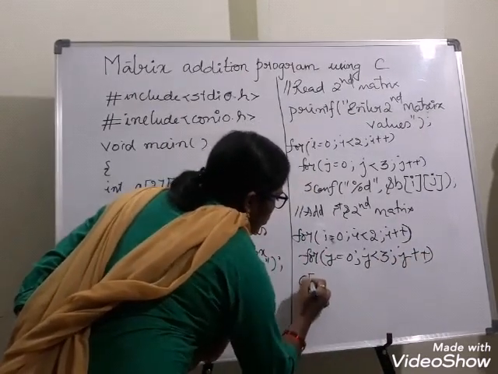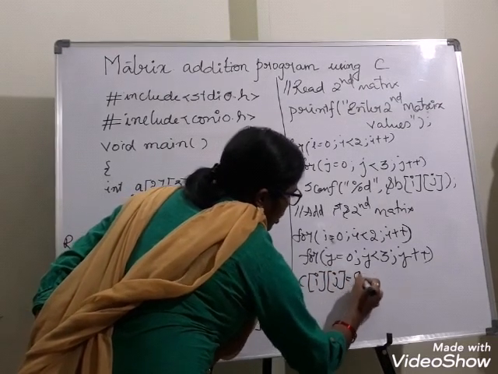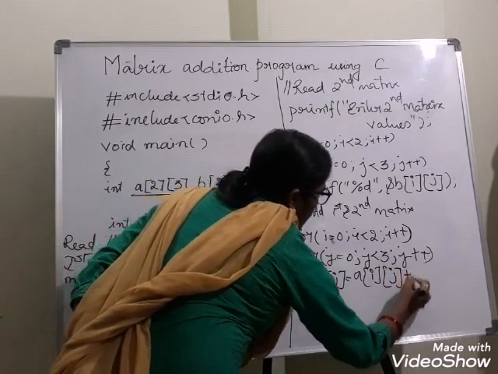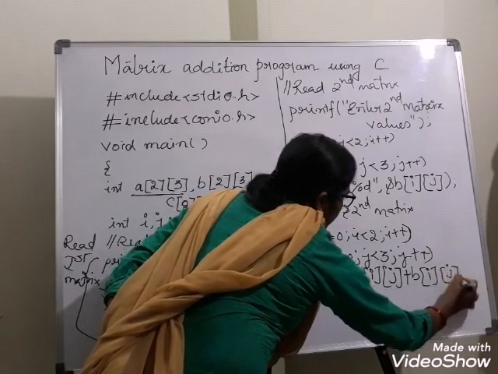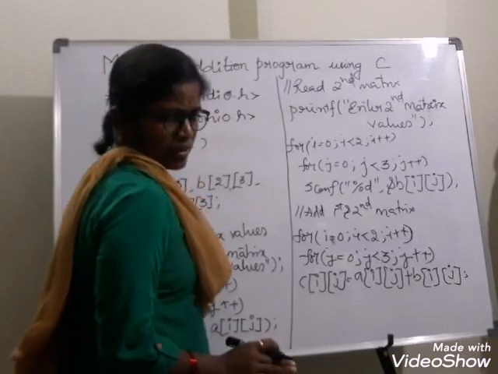What I have to do? Cij is equivalent to aij plus bij. So this is done. This is done.